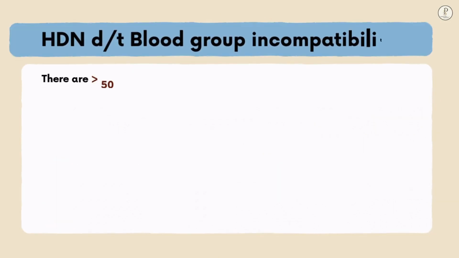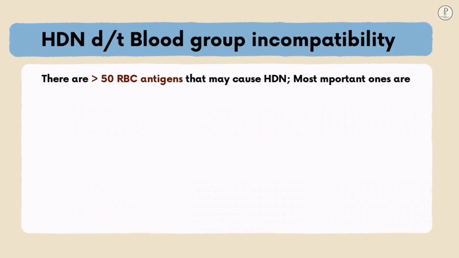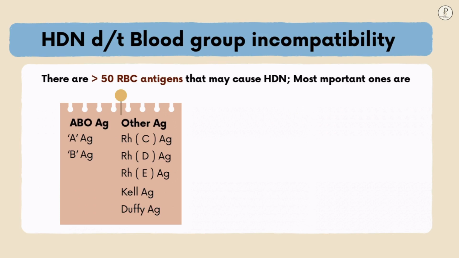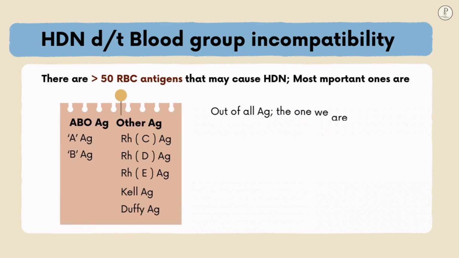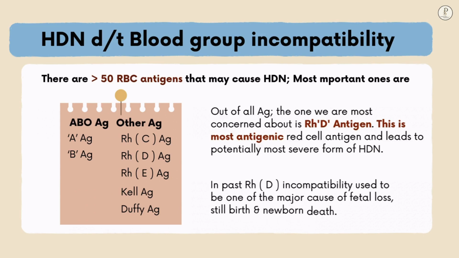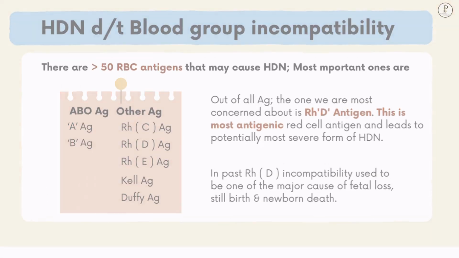HDN due to blood group incompatibility. There are more than 50 RBC antigens that may lead to HDN. The most important ones are A antigen, B antigen, RHD antigen, RHC antigen, RHE antigen, Kell antigen, Duffy antigen, etc. Out of all antigens, the one we are most concerned about here is the RHD antigen. This antigen is the most antigenic of all and leads to potentially the most severe form of HDN. In the past, RHD incompatibility used to be one of the major causes of fetal loss, stillbirth and newborn death.